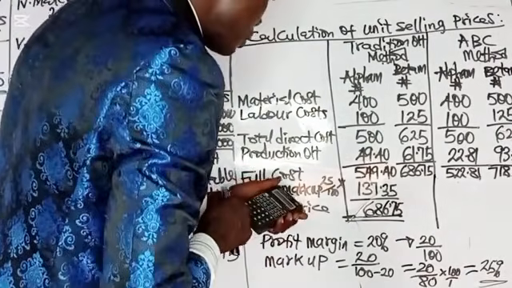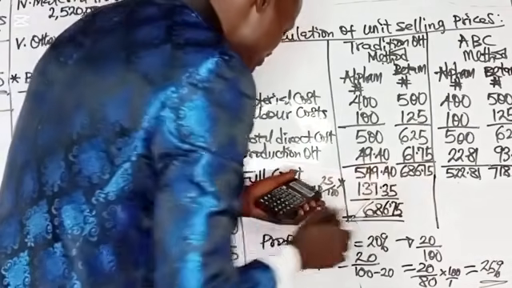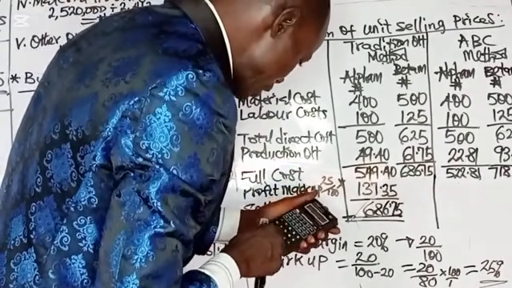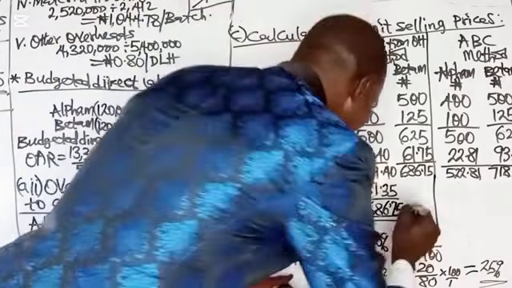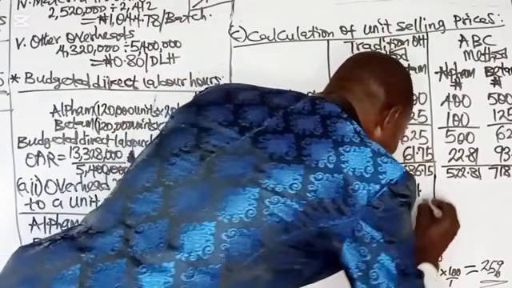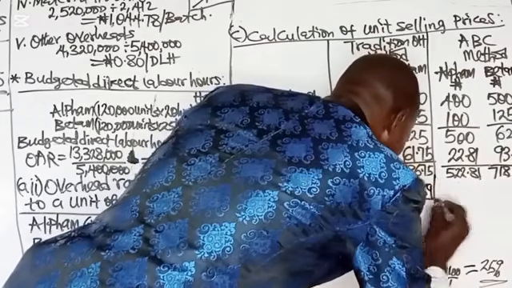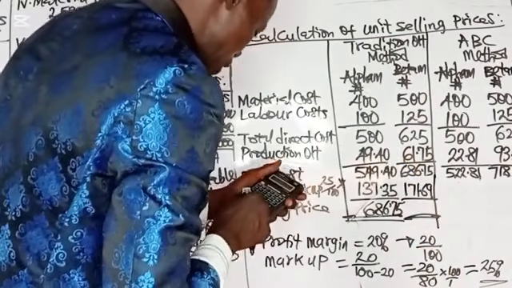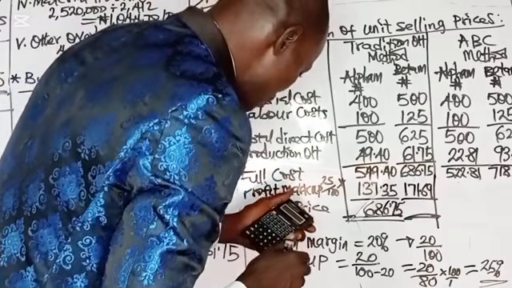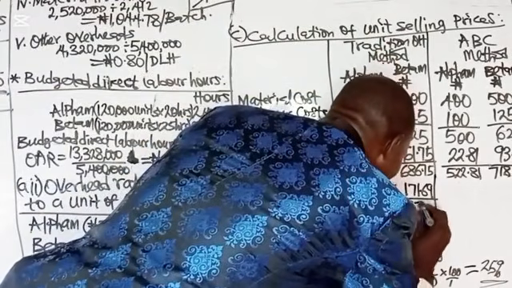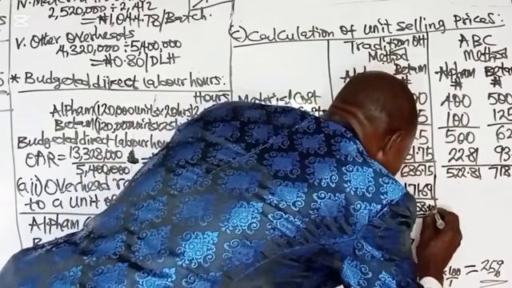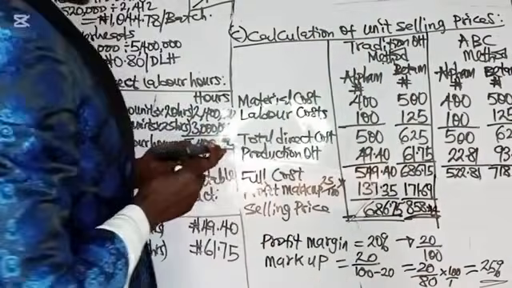For Betam now, we have 25% of 686.75. What is 25% of that? We have 171.69. So now let's sum them up: plus 686.75, we have 858.44. That is under the traditional method.